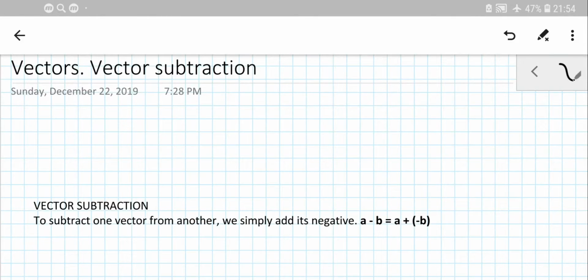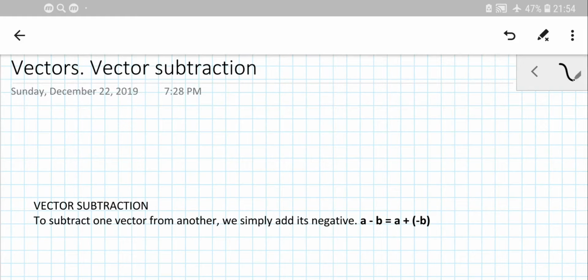Hey guys, we're coming back to vectors, and today I'm gonna share my opinion about how to subtract vectors. Remember before we used to practice with additions. So addition is pretty easy, we need to use head to tail. But what about vector subtraction?